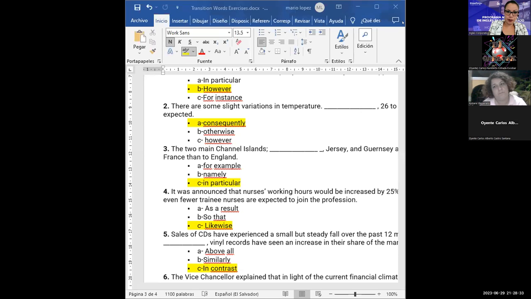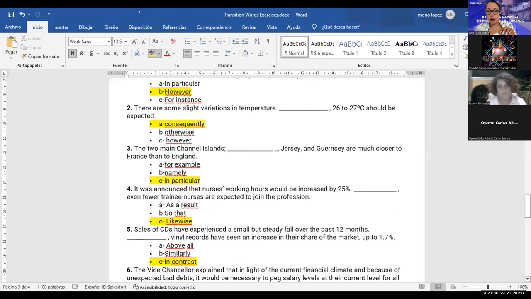Hey, Mario, sharing screen. Oh, I don't know if it's only me, but I just see a portion of the document. I cannot see it complete. Okay, there you are.